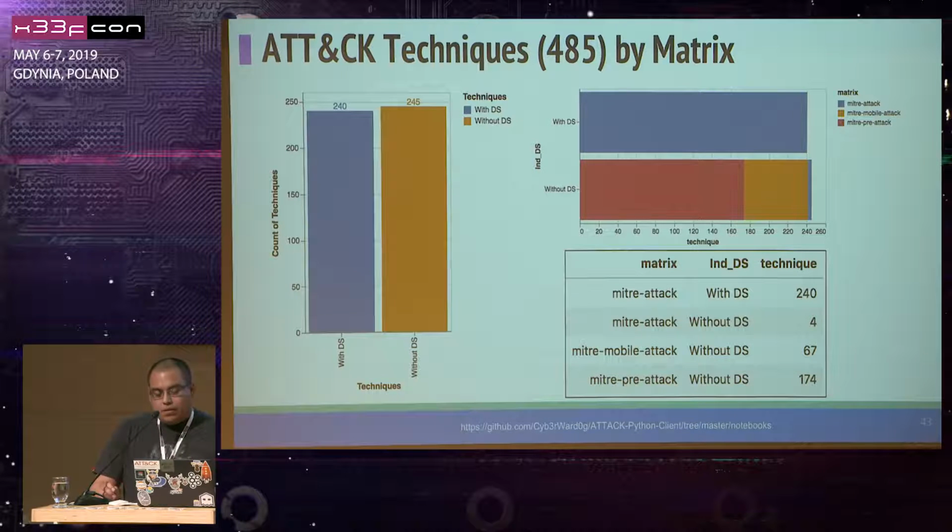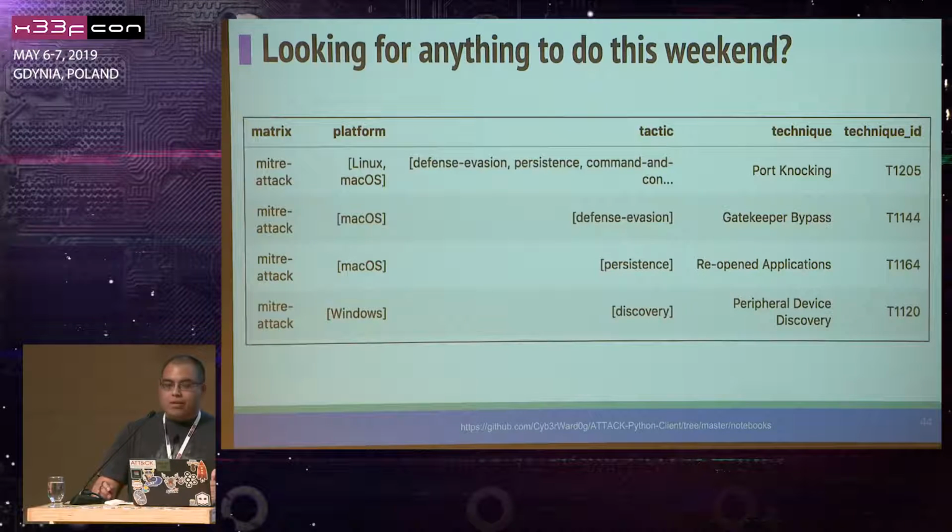If we split all the techniques with and without data sources by matrices, we can find that all the techniques that do have data sources belong to the enterprise attack. Something very interesting is that there are 4 techniques for the enterprise attack that do not have data sources. So this is a big opportunity for us to collaborate with the attack team.